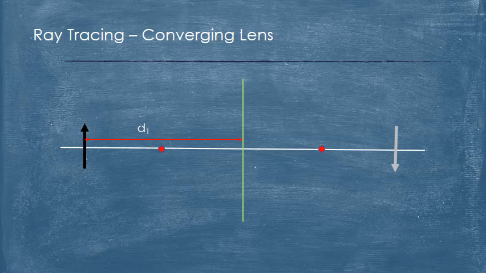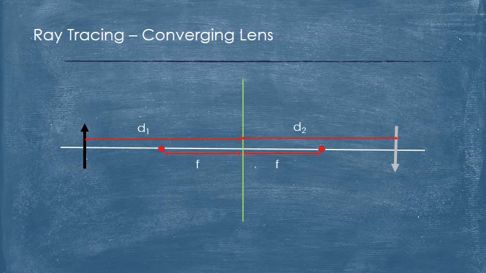measurements here. D is the distance between the source and the lens. D1 is the distance between the source and the lens. D2 is the distance between the lens and our image. The focal length is the distance between the lens and the focal point on both sides. Now, these are all positive, for converging lens, the focal lengths are always positive.